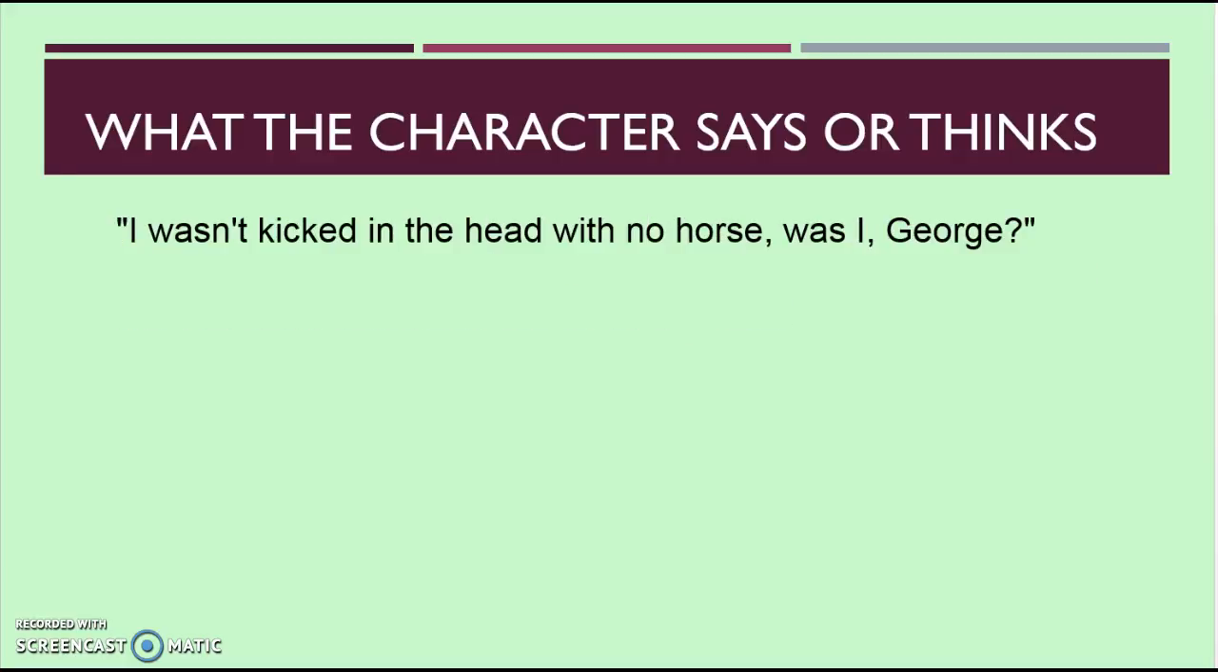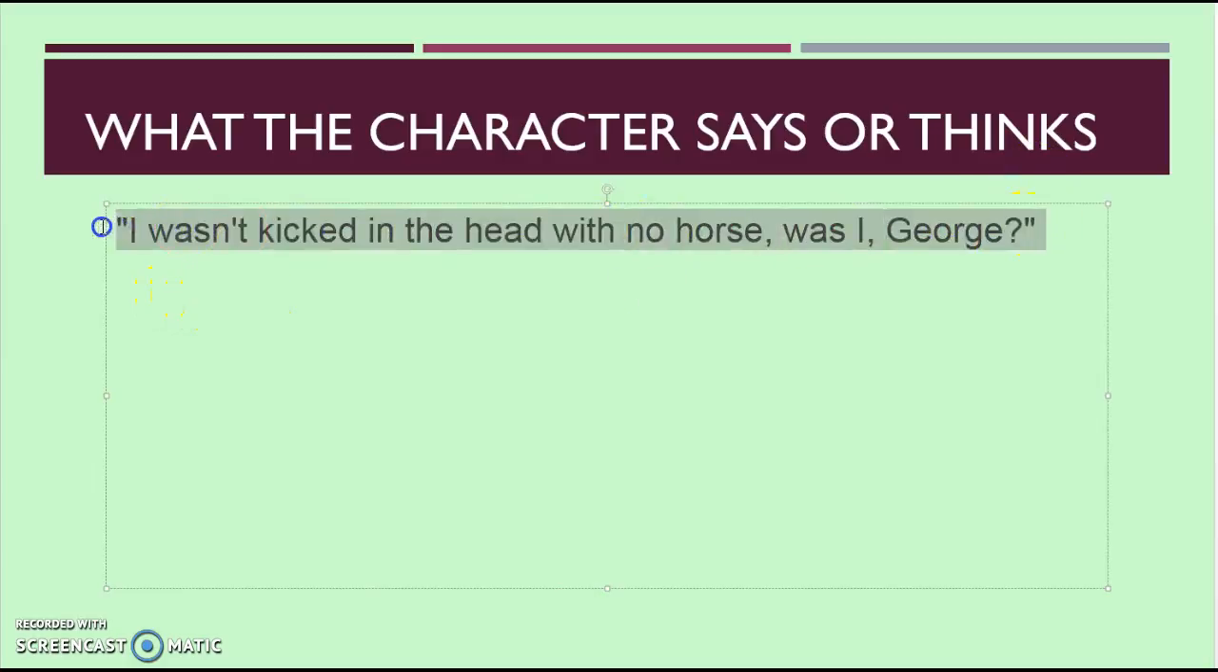So here's another example. At one point in Of Mice and Men, Lennie asks, "I wasn't kicked in the head with no horse, was I, George?" So George has told this lie about Lennie being kicked in the head by a horse as a way to suggest why he has difficulty with certain things, and clearly that's bothered Lennie because he's remembered that. He comes back to it, so he's asking, "I wasn't kicked in the head with no horse, was I?"